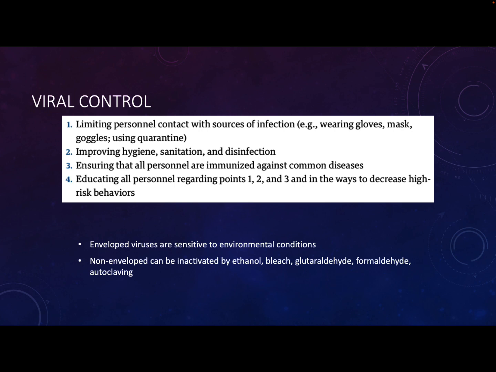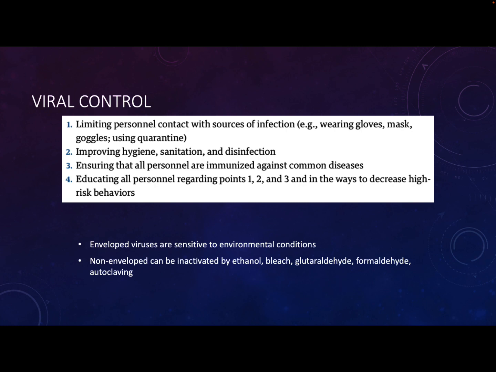So to control viral infection, especially if you're working in a clinical setting, you want to do the best you can to limit personnel contact with sources of infection. So your personnel should always be wearing gloves. For respiratory viruses, possibly masks and or goggles. You'll quarantine for certain viruses. Improve hygiene, sanitation, and disinfection.